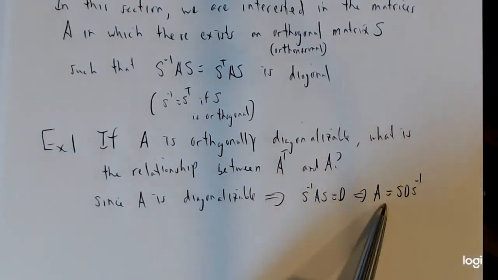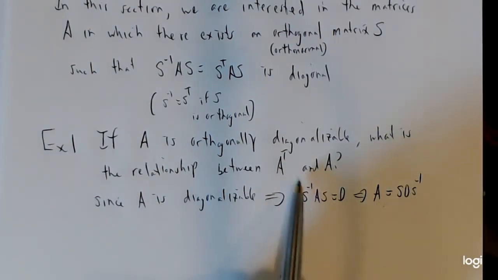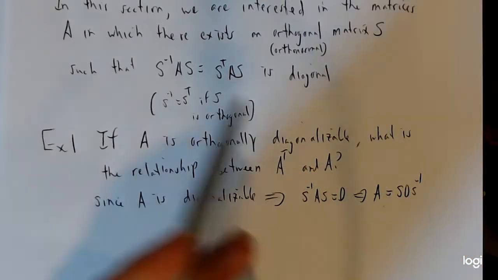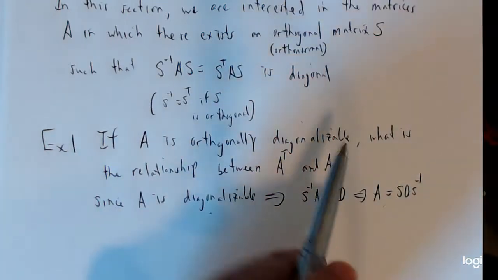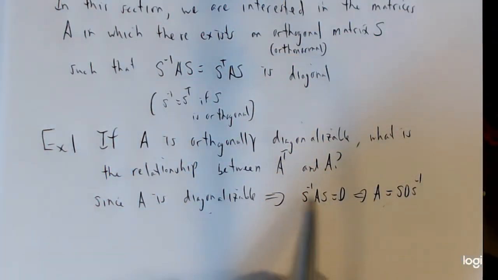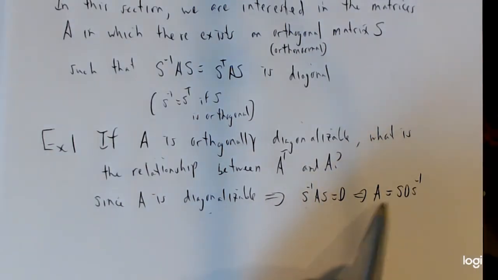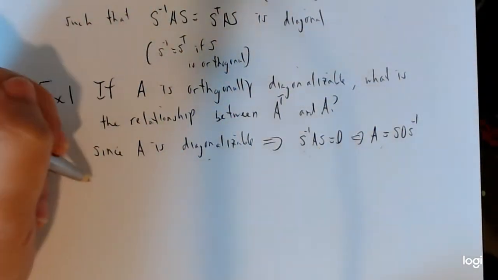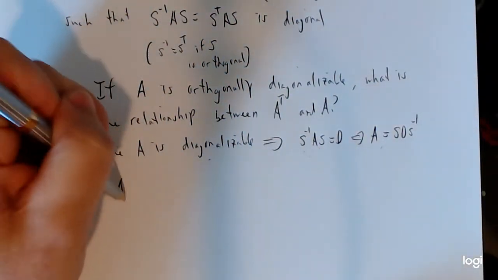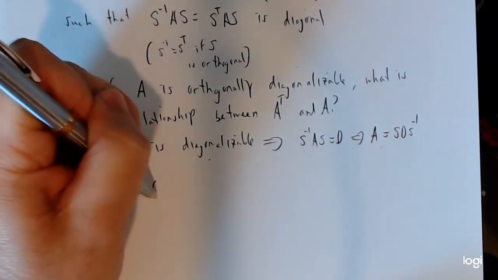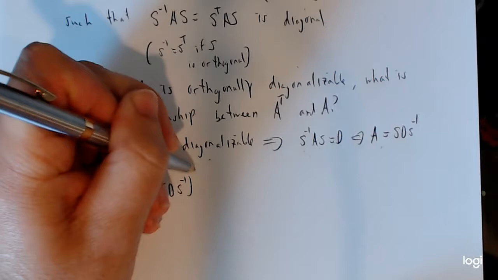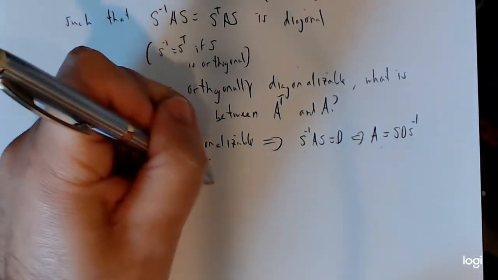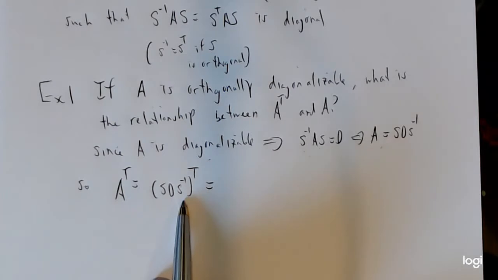So why do I care about A? Because what I'm trying to do here is compare A transpose with A. So we know that if A is diagonalizable, there exists an invertible matrix S such that S inverse AS gives me a diagonal matrix, which means A is the same thing as S times the diagonal matrix times S inverse. Okay, so now getting to answer our question, A transpose is the same thing as S D S inverse, transposed, which, before I simplify this, what is it that we know?